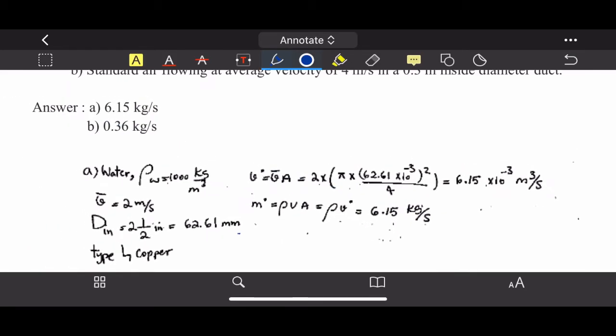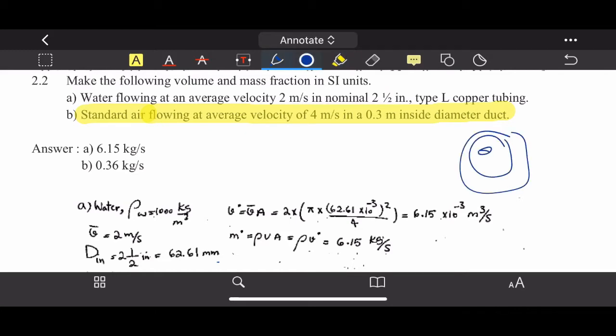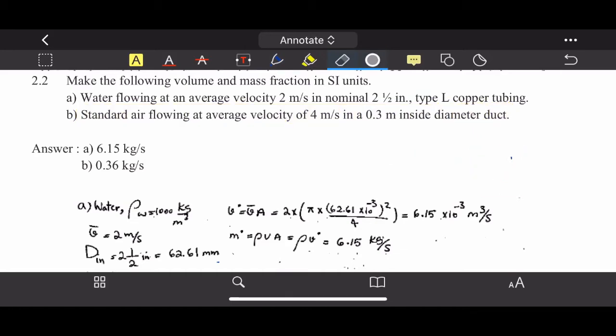Let's go for B. The standard air, just now it was water, now standard air, flowing at an average velocity of 4 meter per second in a 0.3 meter inside diameter duct. Right, so that means the duct has a certain thickness, but we don't care about the thickness. Let me draw that out. The one here is around 0.3 meter as the diameter. Alright, so let's clear this.